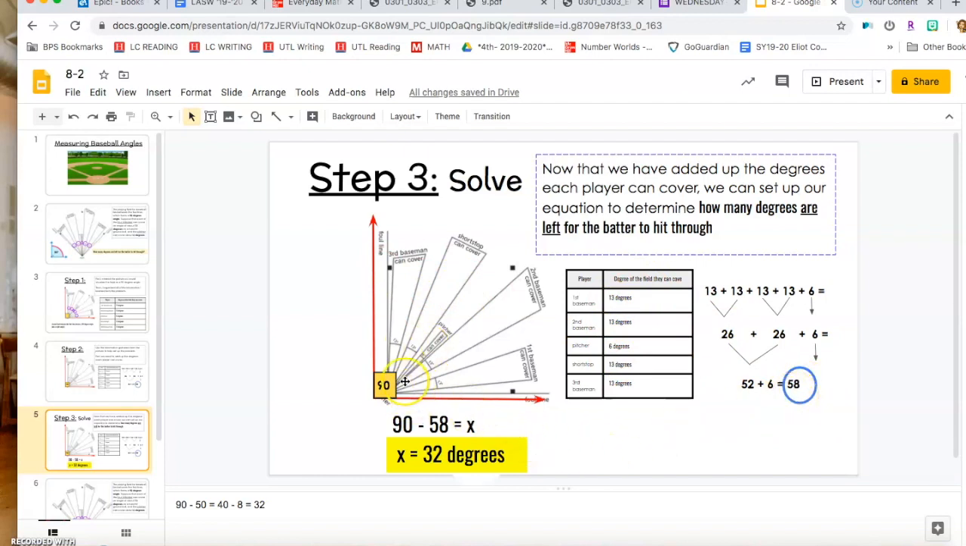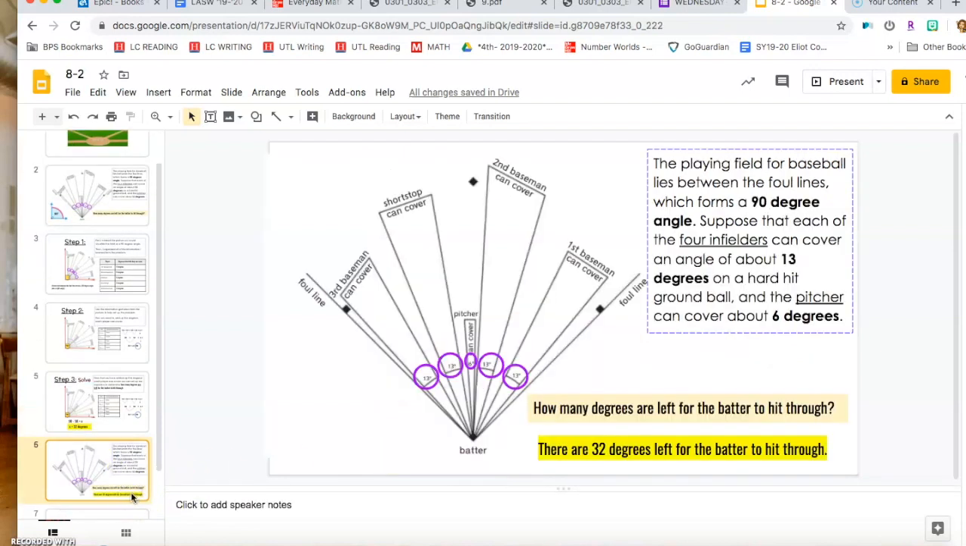We can solve for how many degrees are left for the batter to hit through by setting up the following problem. 90 minus 58 equals x. X equals 32 degrees. So, going back to our original question, how many degrees are left for the batter to hit through? There are 32 degrees left for the batter to hit through.